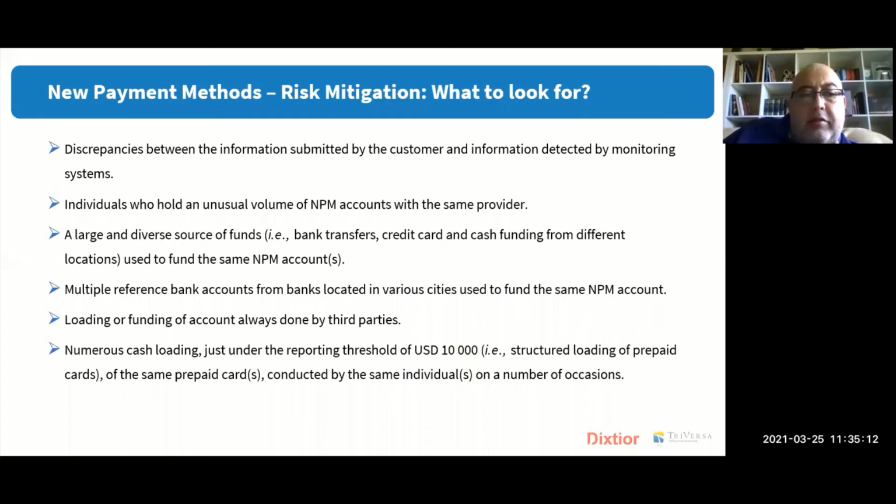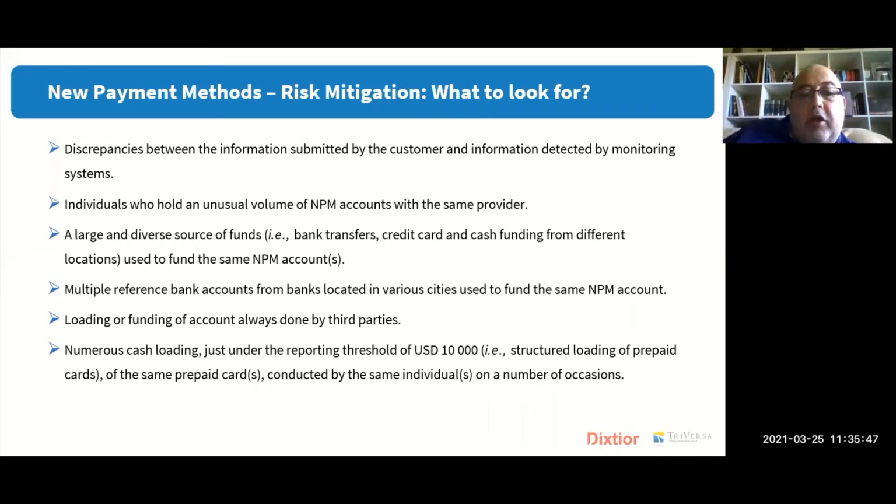A large and diverse source of funds, bank transfers, credit cards, cash funding, everything used on the same NPM accounts. Multiple reference bank accounts from banks located in various cities used to fund the same NPM account. So why am I sending money to this payment service if I have, for example, a virtual wallet, and I am receiving money to fund my wallet from different banks in different regions or even in different countries? This has to be checked.